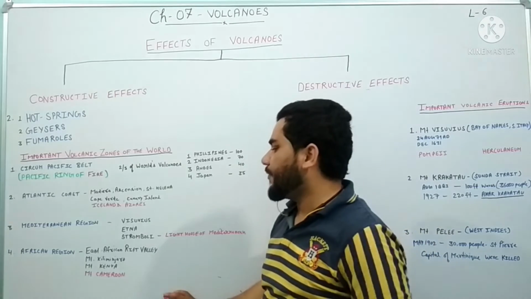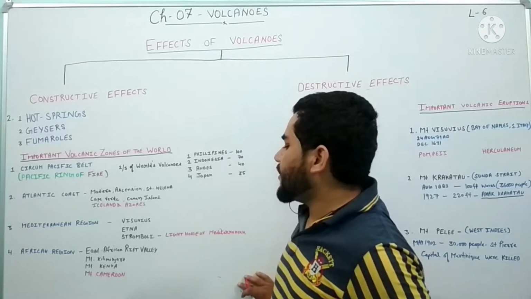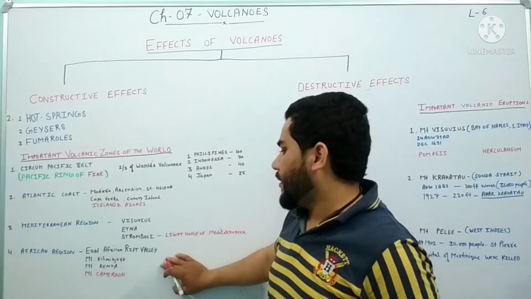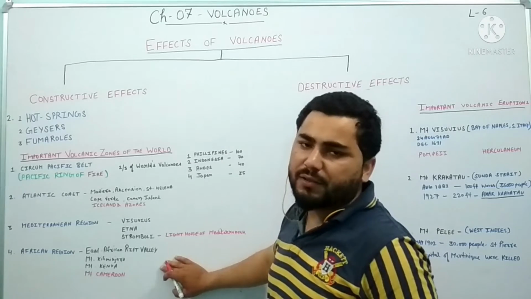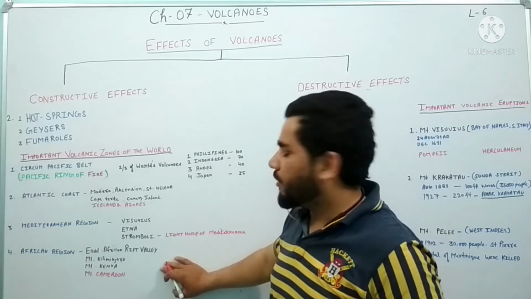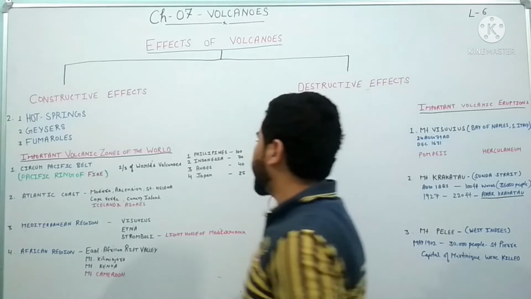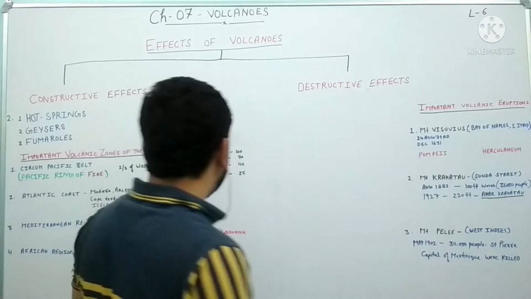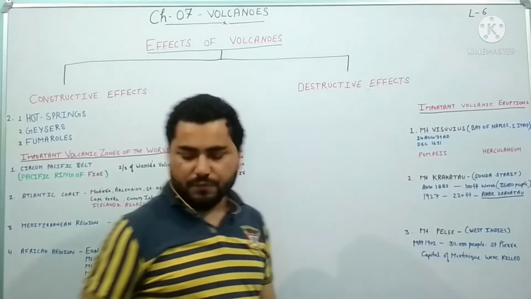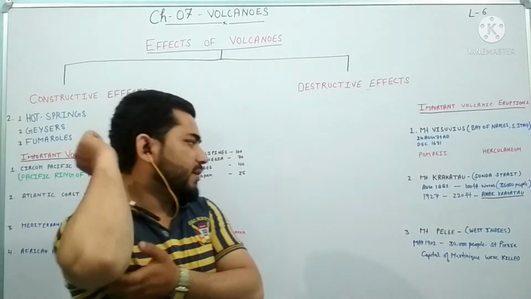Then next is the African region. In the African region, the East African Rift Valley, Mount Kilimanjaro and Mount Kenya are some of the extinct and dormant volcanoes, whereas Mount Cameroon is an active volcano. Now let us study some of the major volcanic eruptions which took place in history.